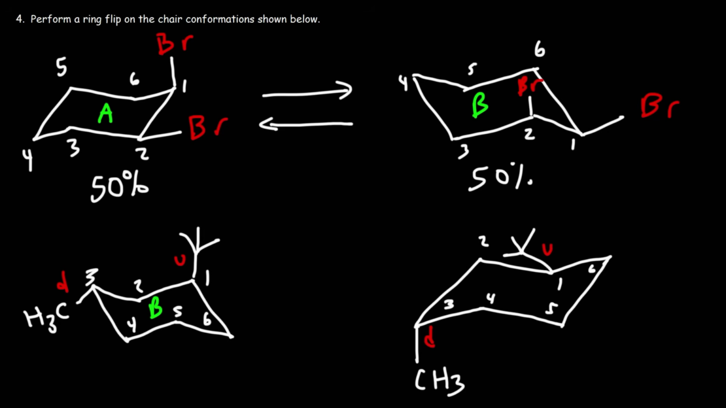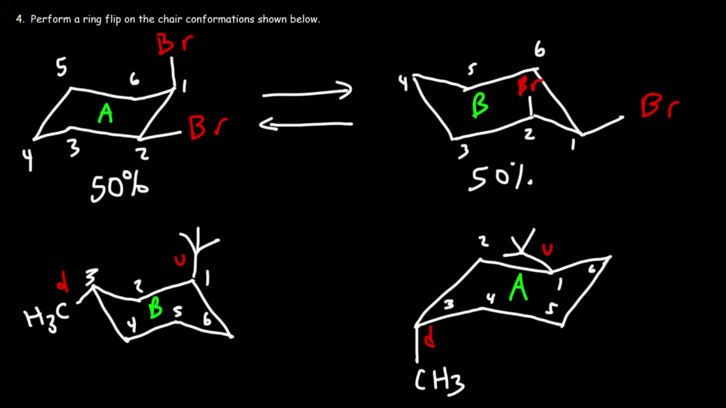So now that we've drawn the chair conformation that results from performing a ring flip on form B to get form A, now let's talk about stability. Which of these two structures, or two chair conformations, is more stable? Is it form B or form A?